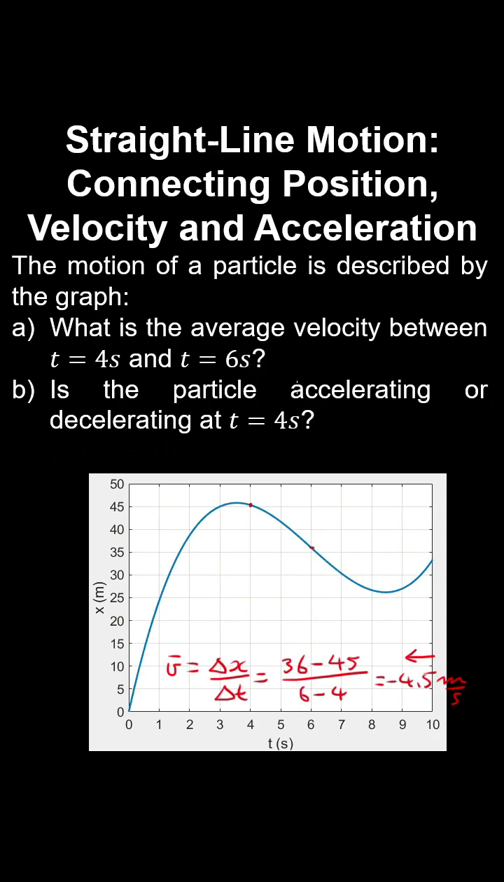Now is the particle accelerating or decelerating at 4 seconds? Well, at 4 seconds, the slope of the tangent to the curve is negative, so the velocity is less than 0, or the velocity vector points to the left. And if we also take a tangent close to this point, you can see that the velocity is increasing in a negative direction, because the slope of the tangent to the curve keeps getting steeper. So therefore, the acceleration of the particle, being the rate of change of the velocity with respect to time, is also less than 0. Because the velocity and acceleration vectors point in the same direction, the particle is accelerating.